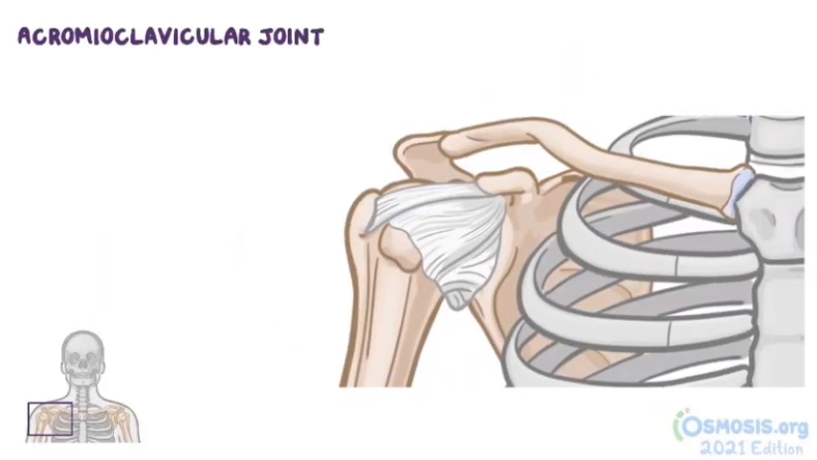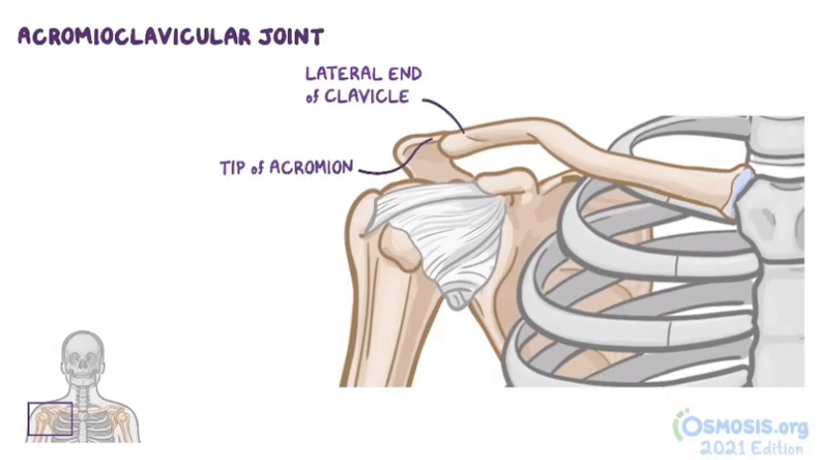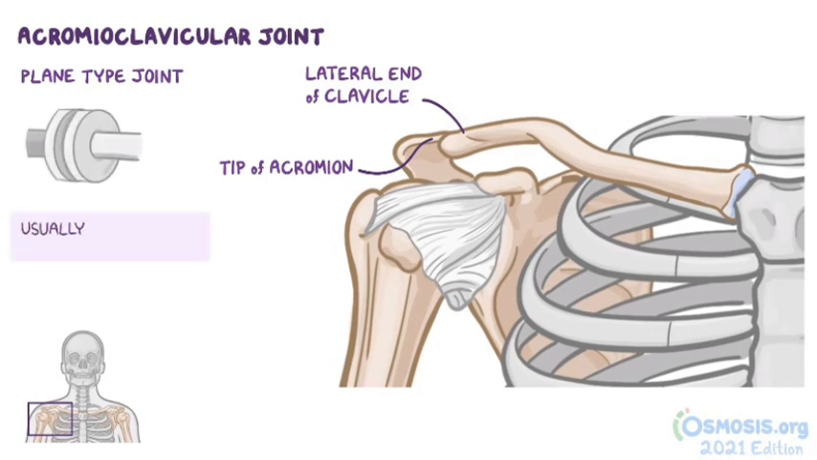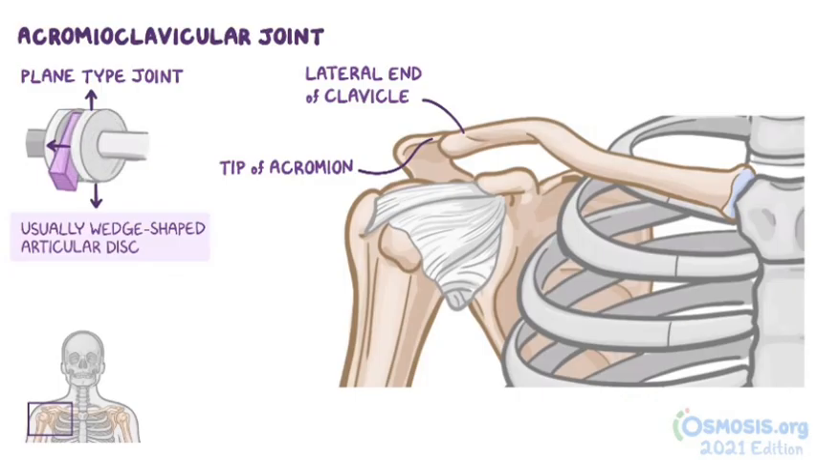And second, there's the acromioclavicular joint. It lies between the lateral end of the clavicle and the tip of the acromion of the scapula. It's a plane type of synovial joint, meaning its articular surfaces are almost flat. Usually, there is a wedge-shaped articular disc between the articulating surfaces.